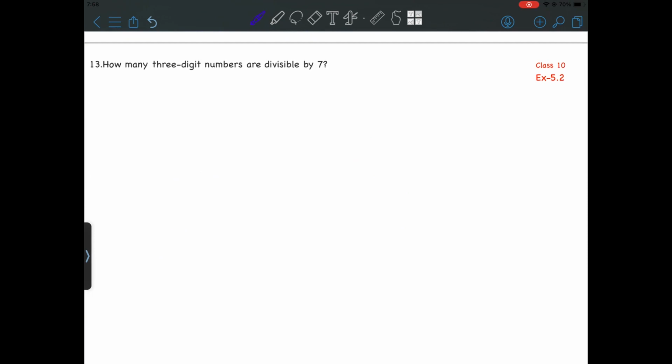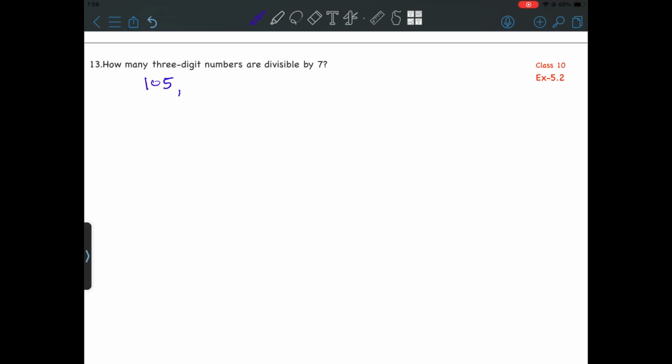This says, how many three-digit numbers are divisible by 7? So we have to first find out the first three-digit number that can be divided by 7. That will be 105, right? You have to find that out by yourself. Then, because we are saying divisible by 7, the common difference will be 7.